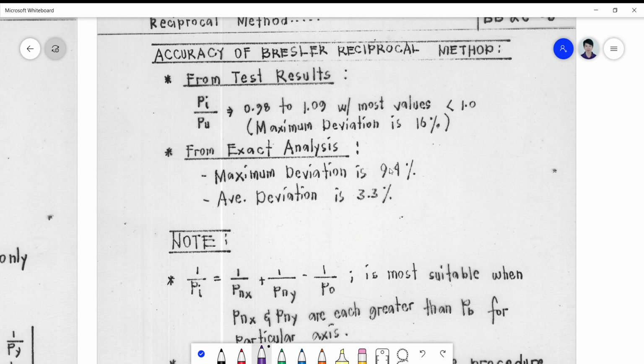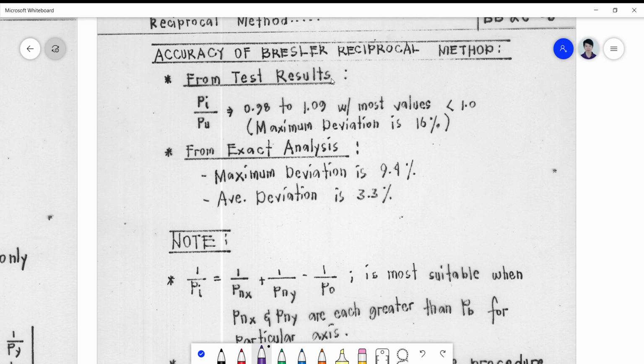Okay, look at the maximum deviation. It's a 9.4% error and 3.3% on the average. And here, test results show a similar result, it's not different from the exact analysis. A range of 0.98 to 1.09 is just like having a range of 9% to almost 2% here, say 3.3%. So maximum deviation is 16%.